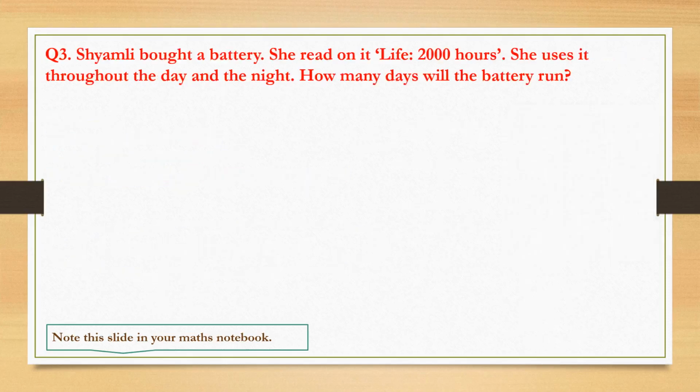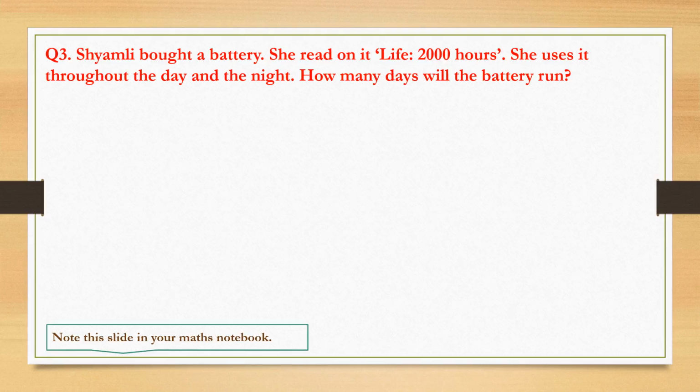Another word problem. Question number 3. Shamli bought a battery. She read on it that it lives 2000 hours. She uses it throughout the day and the night. How many days will the battery run?